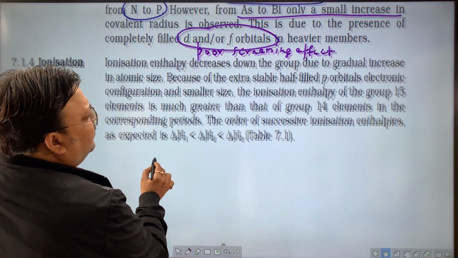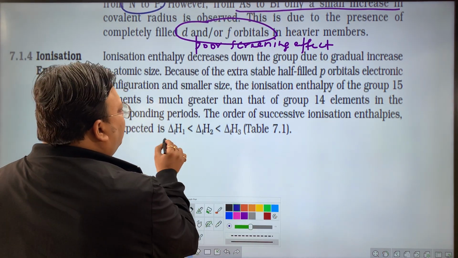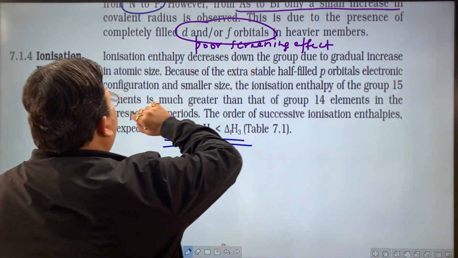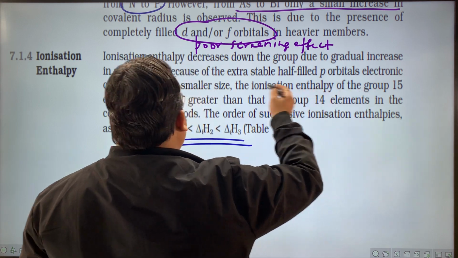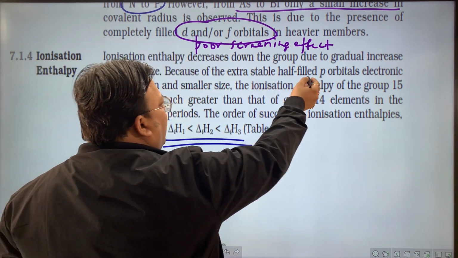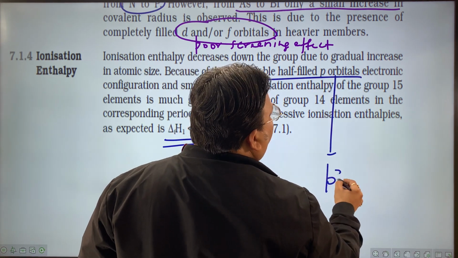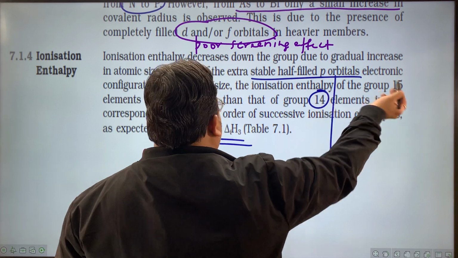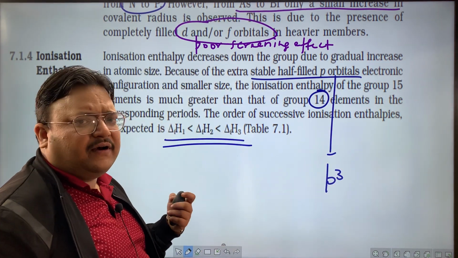Ionization enthalpy, so this is what I told you, I3 more than I2 more than I1 is expected. Down the group there is a gradual increase in atomic size, so it decreases because of the extra stable p orbitals. I told you, because of half-filled p configuration p3, the value for group 15 is going to be more than that of group 14. It is even more than oxygen. And I3 more than I2 more than I1 is also expected.